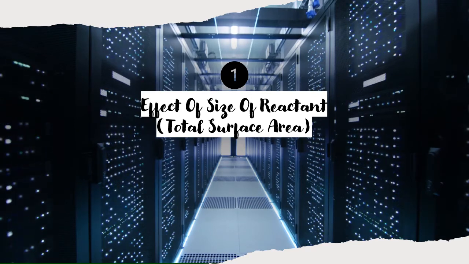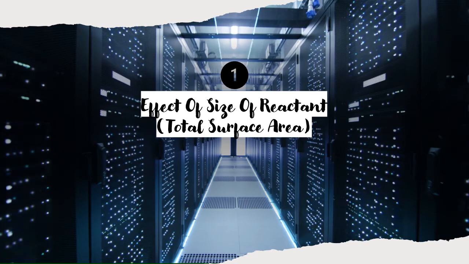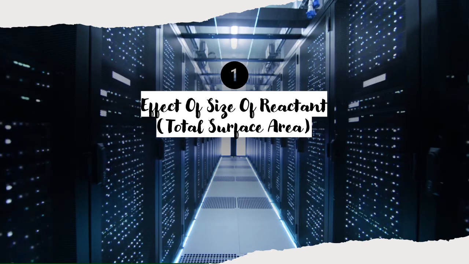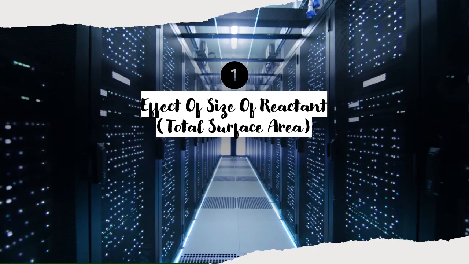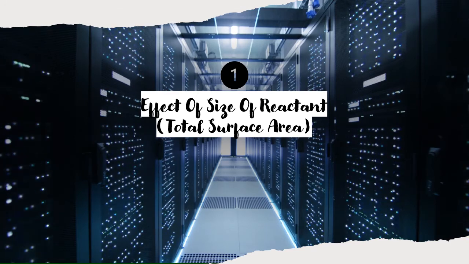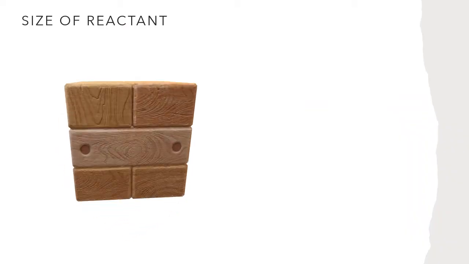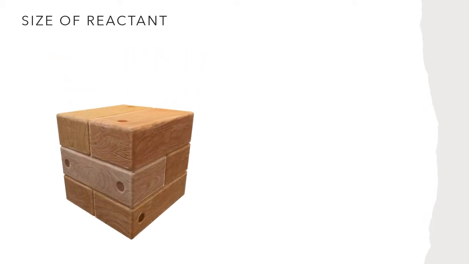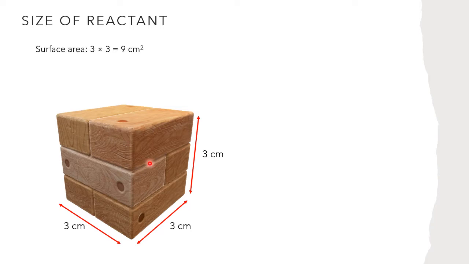The first factor which affects the rate of reaction is the size of reactant. Size of reactant is closely related to the total surface area. Okay, let's say you have a wooden block where the width, length, and height are 3 centimeters. Now we are going to calculate the area of one exposed surface, which is equal to 3 times 3 is equal to 9 centimeters square.